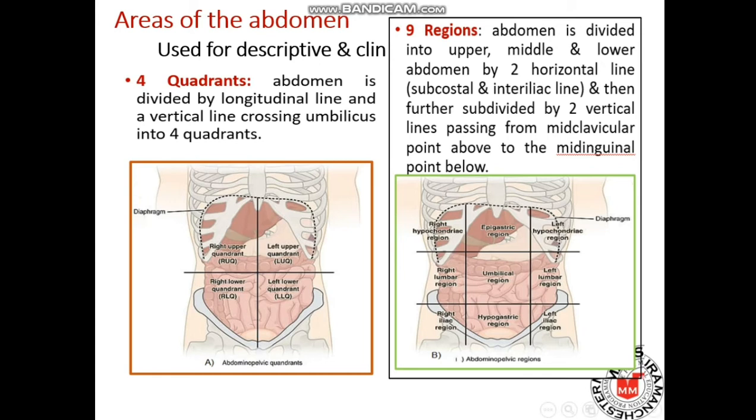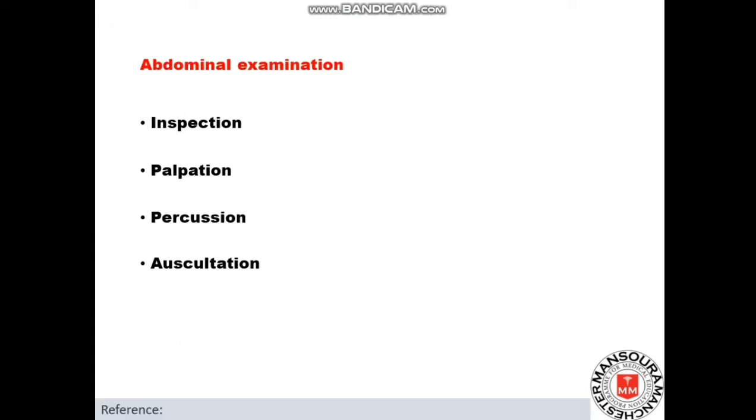The upper regions of the abdomen are the right hypochondrial region, epigastric region, and left hypochondrial region. The middle regions are the right lumbar region, umbilical region, and left lumbar region. The lower regions are the right iliac region, hypogastric region, and left iliac region. Abdominal examination consists of inspection, palpation, percussion, and auscultation.